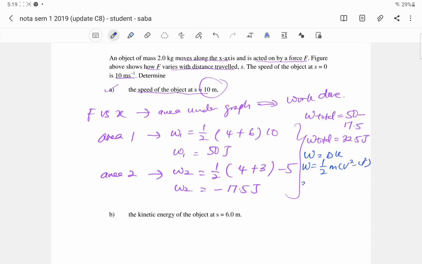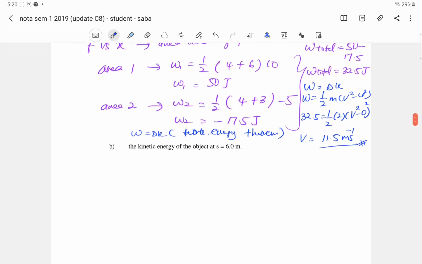So W equal to half m v squared minus u squared. So work done is 32.5 equal to half, our mass is 2. Our v kita tak tahu, u kita kosong lah. So then our velocity is 11.5 meter per second. Okay, so ni caranya macam mana nak dapatkan work done, and then find the velocity using the work energy theorem. Ingat, W equal to delta K ni kita panggil dia sebagai work energy theorem.